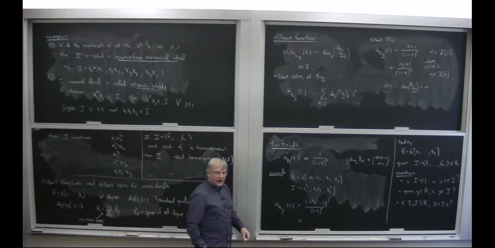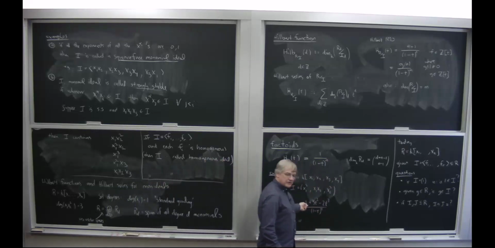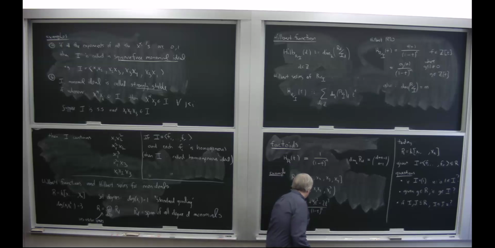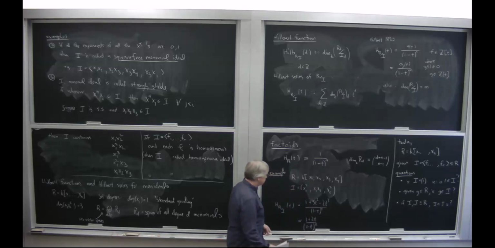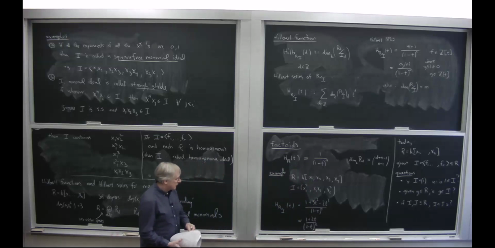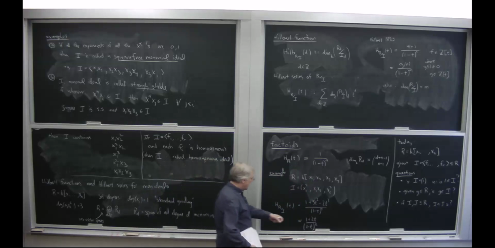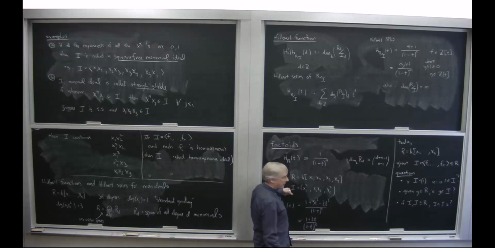However, you can also divide by the 1 minus t's. It turns out this has 2 factors of 1 minus t in it. And so when you get rid of that, you're left with 1 plus 2t over 1 minus t squared. Okay. So that's the Hilbert series. This 2 then means that the dimension of R mod I is 2. Is that believable to you?